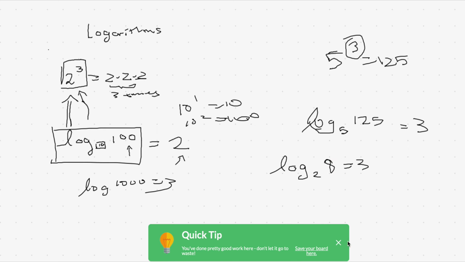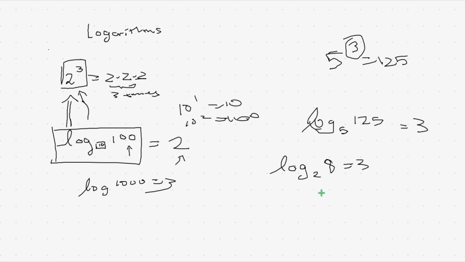Okay, so then how do we write this in exponent form? Well, you just move this here. The way I like to think about it is you move this here and you push this 3 up. So 2 to the power 3 equals 8. They are equivalent expressions. Okay.